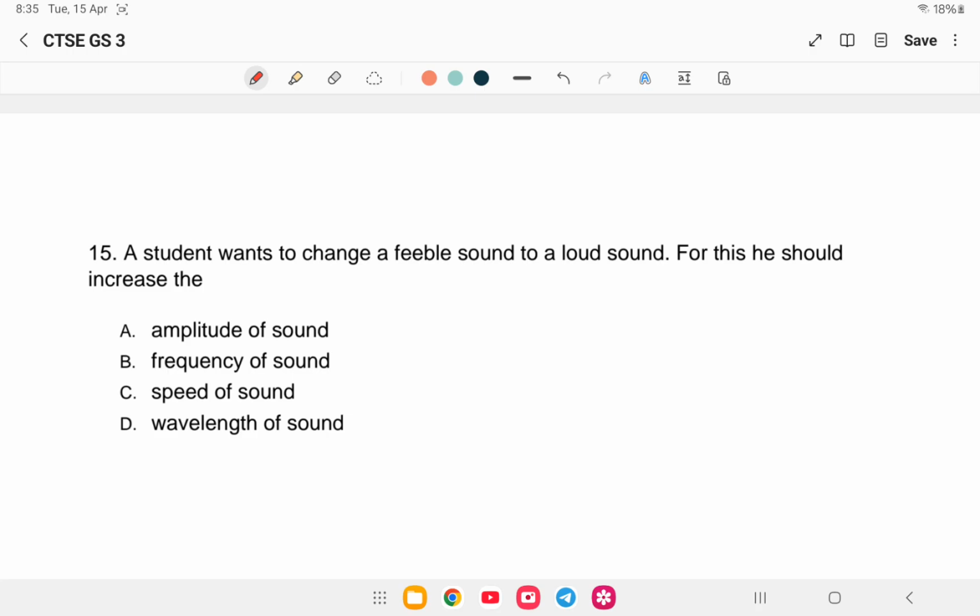A student wants to change a feeble sound to a lower sound. So what should he increase? So the student wants to change a low sound into a high sound, or loud sound. So he should change the amplitude of the sound; amplitude is the intensity, so he should increase it. So the answer is what? Option number A. Next question.